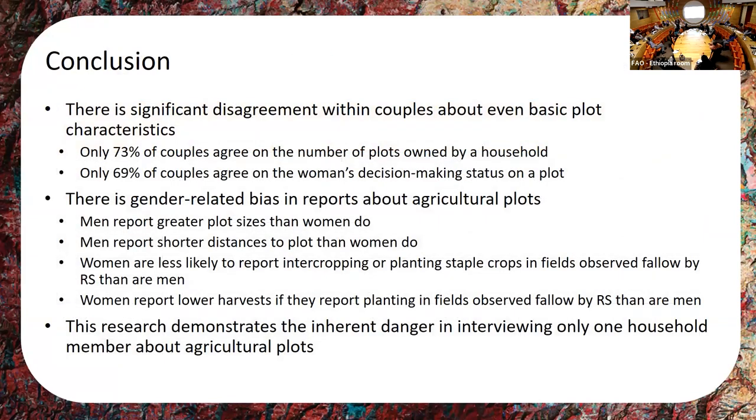So just to conclude, there's some main points we want you to take away. The first is that there's significant disagreement within couples, even on the most basic plot characteristics, including how many plots are in the household, plot size, and distance. There's also gender-related bias in reports about agricultural plots. And so all this put together demonstrates the inherent danger in just interviewing one household member about agricultural plots, especially if we default to interviewing the person who says they make the most decisions, which would typically end up being the man.